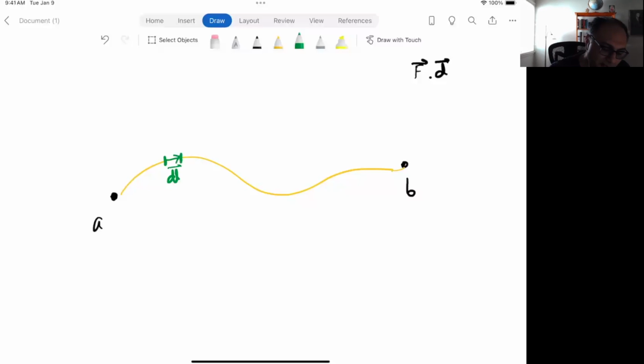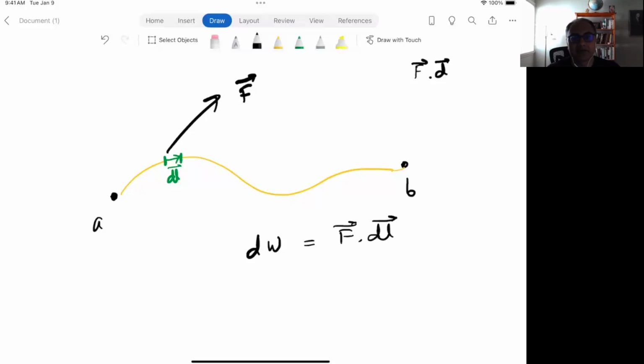And also the force might be changing from point to point, but over this very tiny segment, it's reasonable to think that the force doesn't change at all, either in magnitude or direction. So there is no problem in calculating the work done over just this tiny segment. And the work done over this tiny segment, we can call that dW, and that's F dot dl, using the simple formula for work, right? F dot d, because the conditions for that simple formula are met just over this tiny segment.